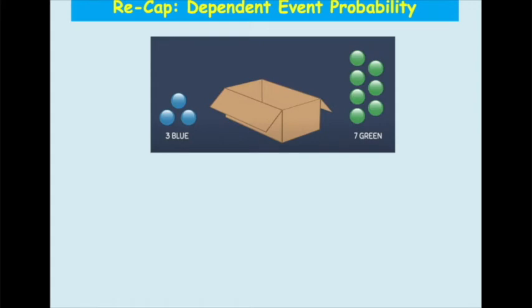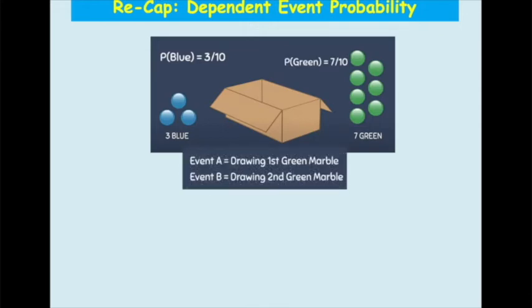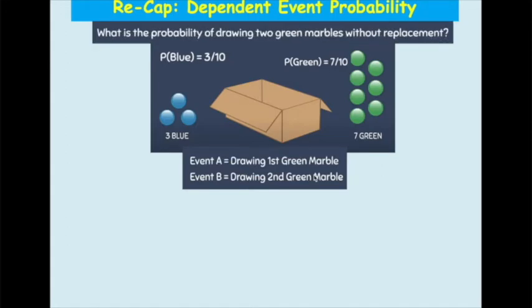Here we have 3 blue marbles and 7 green marbles. Therefore, the probability of selecting a blue marble is 3/10, and the probability of selecting a green marble is 7/10. Let's assign A as the event of drawing the first green marble, and event B as drawing the second green marble. The question is, what is the probability of drawing 2 green marbles without replacement?